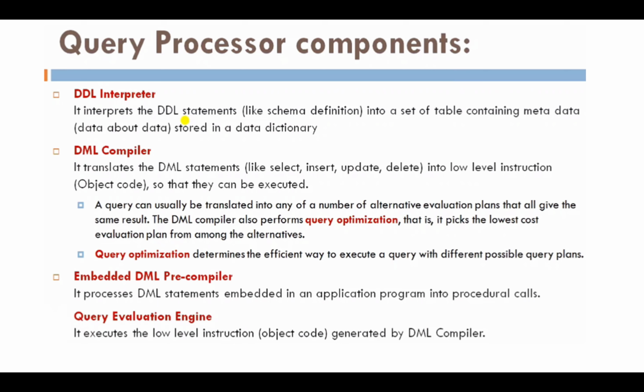Query optimization determines the efficient way to execute a query with different possible query plans. Next is the embedded DML precompiler. It processes DML statements embedded in an application program into procedural calls. Next is the query evaluation engine. It executes the low-level instructions like object code generated by the DML compiler.